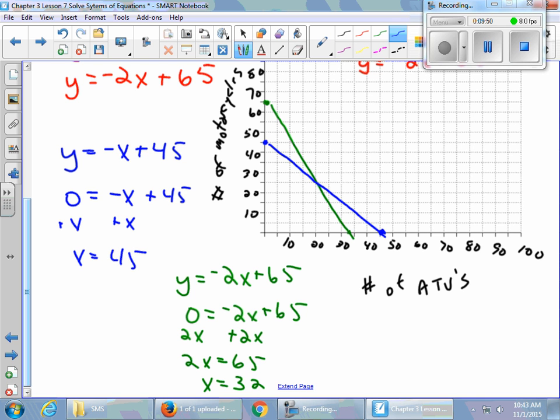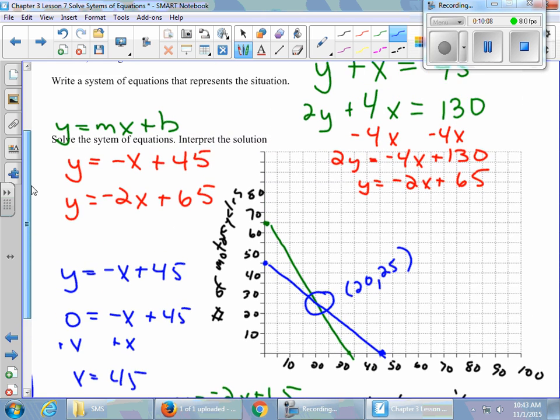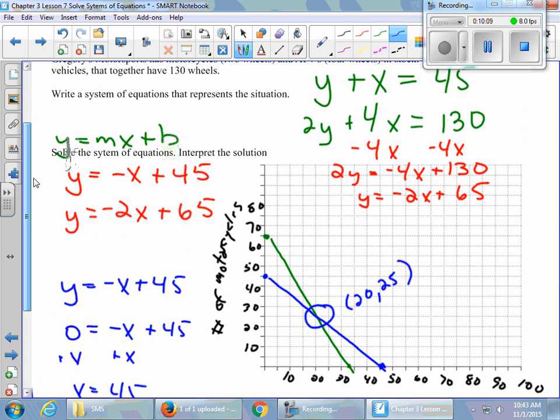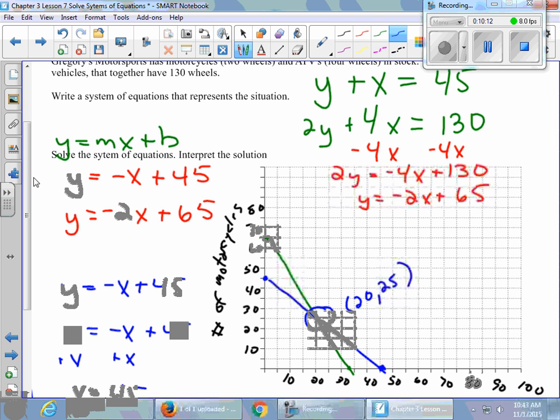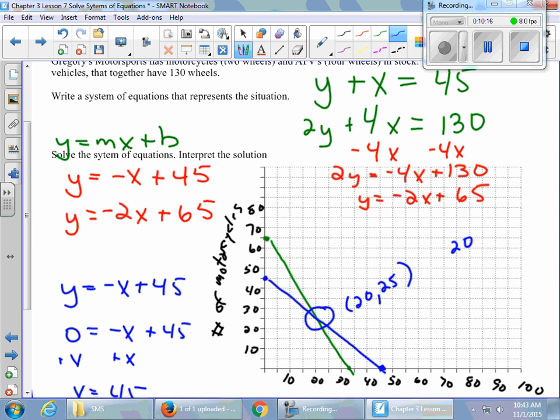Okay, so it looks like it's right about there. Going up, it looks like it's 25. And as always, we can double check our answer as we're estimating where the line is. We can plug it back into our first equations that we had. So we know our x is 20, so we get 20 plus 25 equals 45, so we know that's true.